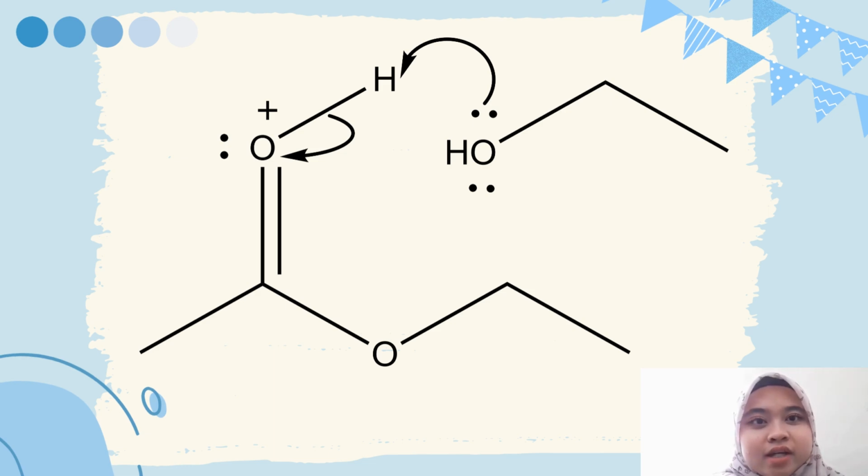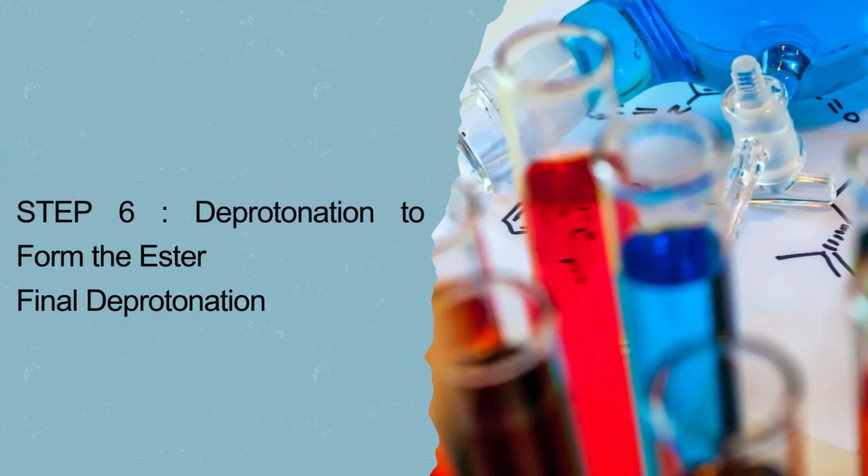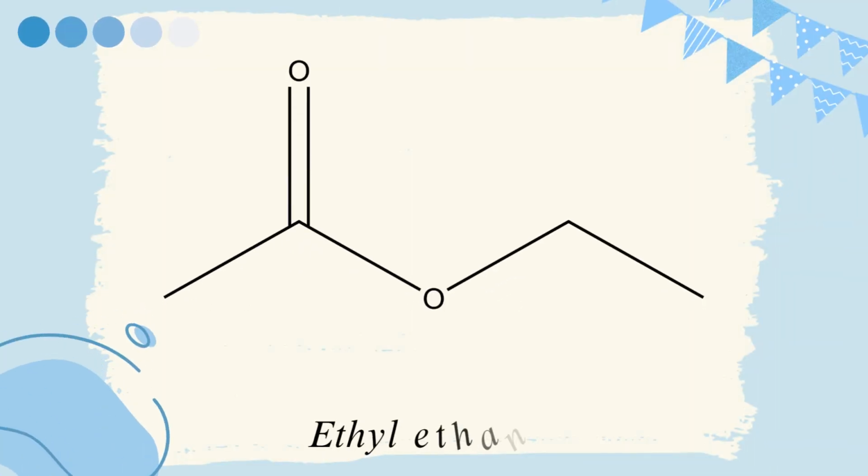The sixth step is deprotonation to form the ester. The protonated ester undergoes deprotonation, facilitated by the solvent or another base in the reaction mixture to yield the neutral ester. The final product is ethyl ethanoate along with the regeneration of the acid catalyst. This is the final product for the mechanism of reaction, which is ethyl ethanoate.